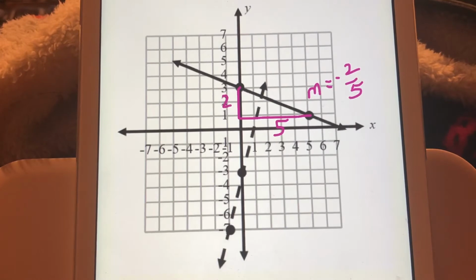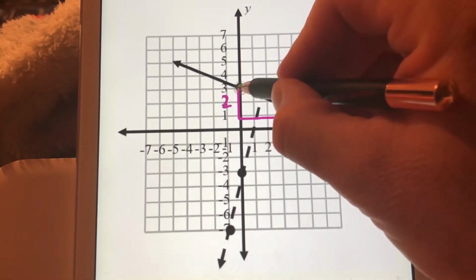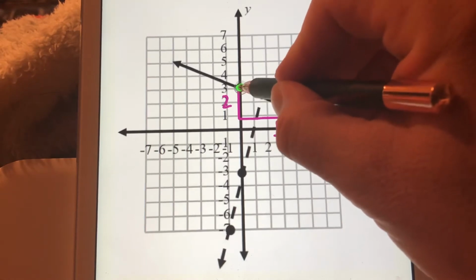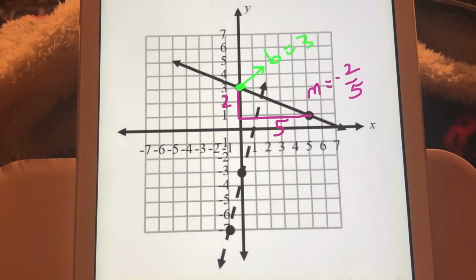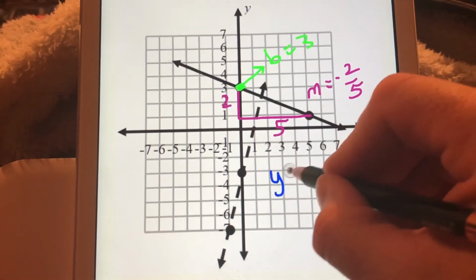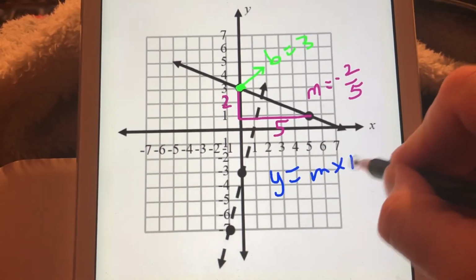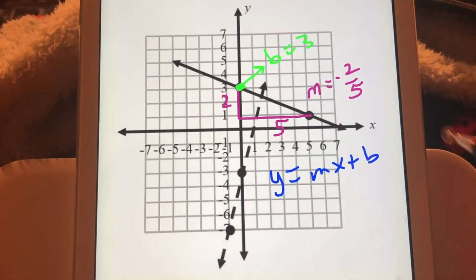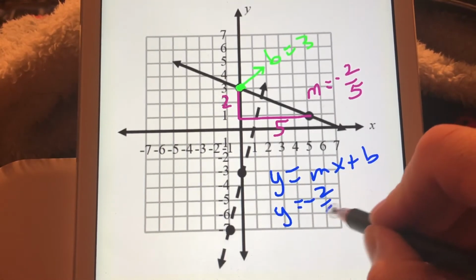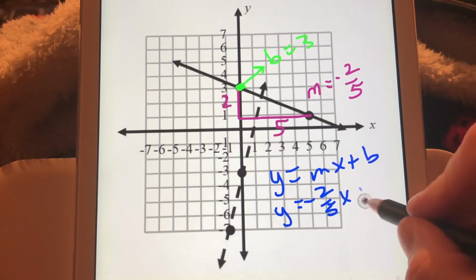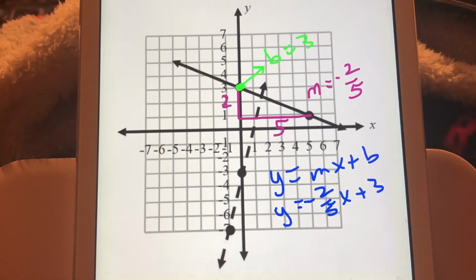The next thing I want to do is determine the y-intercept of this line. Well, the graph crosses the y-axis here at this point. So the y-intercept is positive 3. So I've got the two values I need. The slope is negative 2/5. The y-intercept is 3, so I'm going to plug those values in here. So the equation of the solid line is y equals negative 2/5 x plus 3.